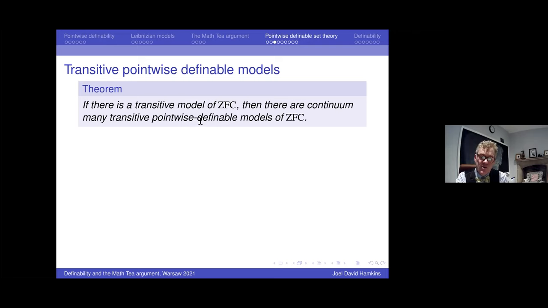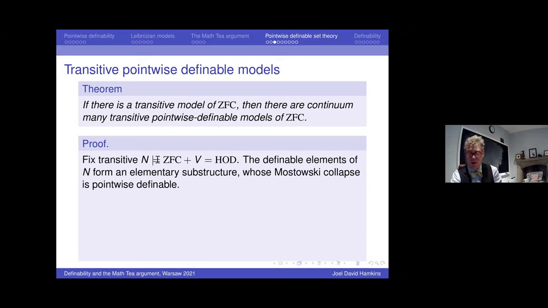So fix any transitive model of ZFC plus V equals HOD. For example, if you have any transitive model of ZFC, then go to its L, that's going to be a model of V equals HOD, or you can force V equals HOD over it. So the definable elements of that model form an elementary substructure whose Mostowski collapse is pointwise definable. And that gives you one pointwise definable transitive model of ZFC.